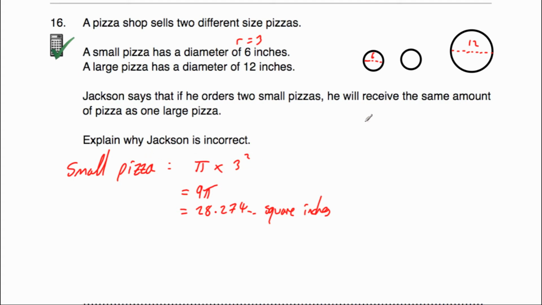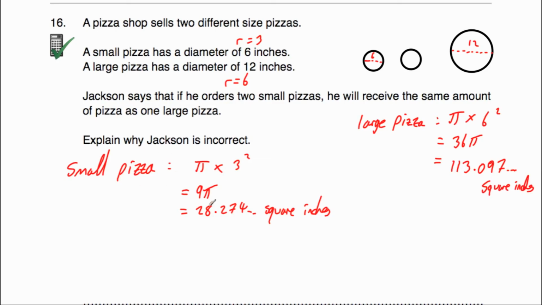Now let's find the area of the large pizza. So the area would be pi times r squared, so pi times the radius. If it's got a diameter of 12, the radius would be 6. So we're going to do pi times 6 squared. And pi times 6 squared would be, 6 squared is 36, so that'll be 36 pi, or that's equal to 113.097 and so on square inches.